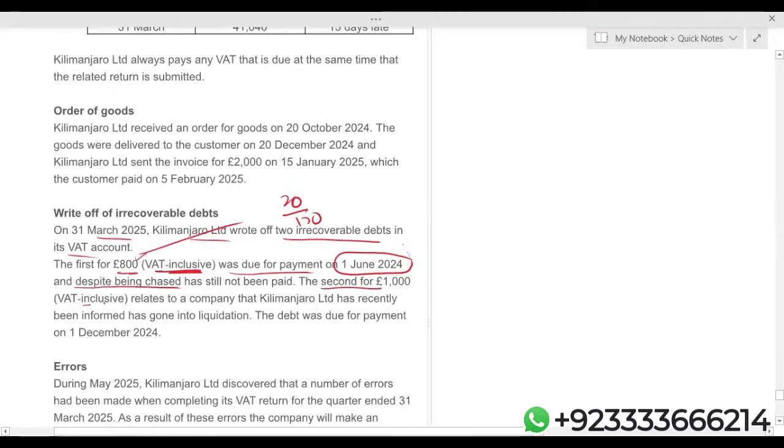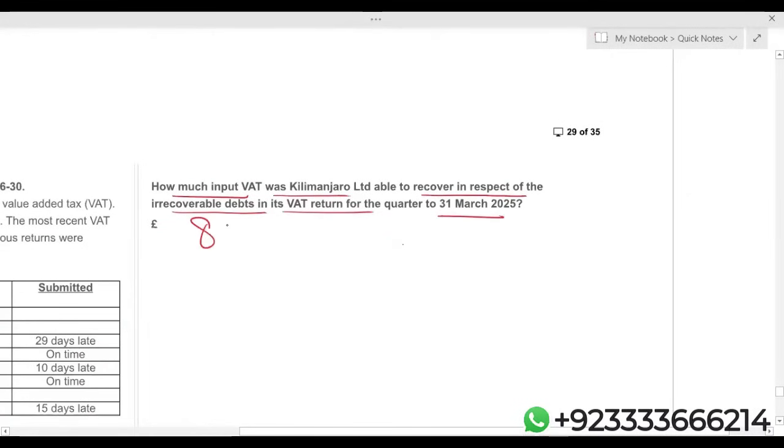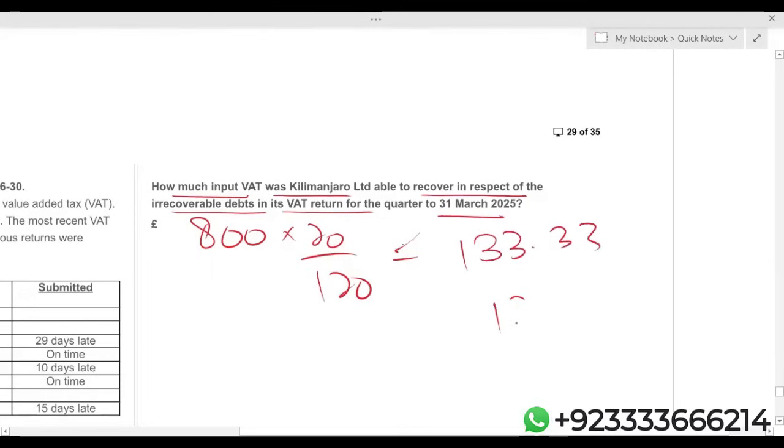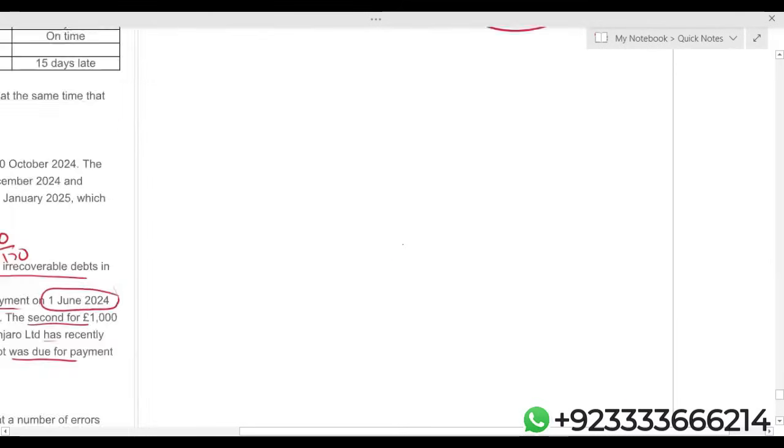The second, 1,000 VAT inclusive, related to a company that Kilimanjaro Limited has recently been informed has gone into liquidation. If you see the due date and March 25, in case of the second bad debt, you cannot recover input VAT right now because the time period of 6 months has not passed. But the first one, yes, it is more than 6 months. So 800 upon 120, let's use the calculator. Students, I'm getting 133.333. So 133 is actually recoverable.